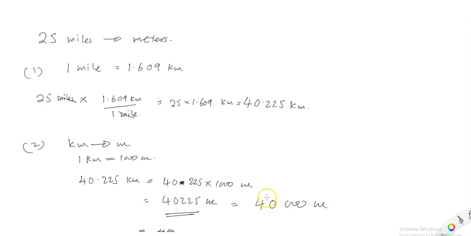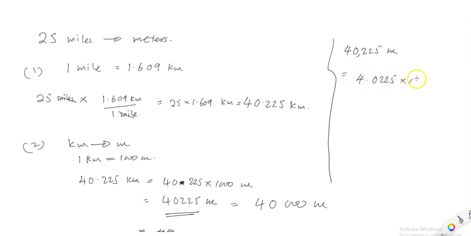Another thing I can do, the better thing I can do, is use scientific notation. So we go back here. Our answer is 40,225 meters. In scientific notation, how do I write this?